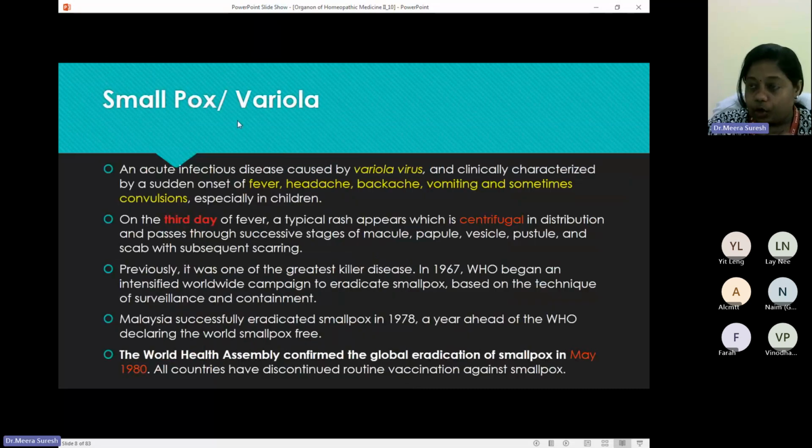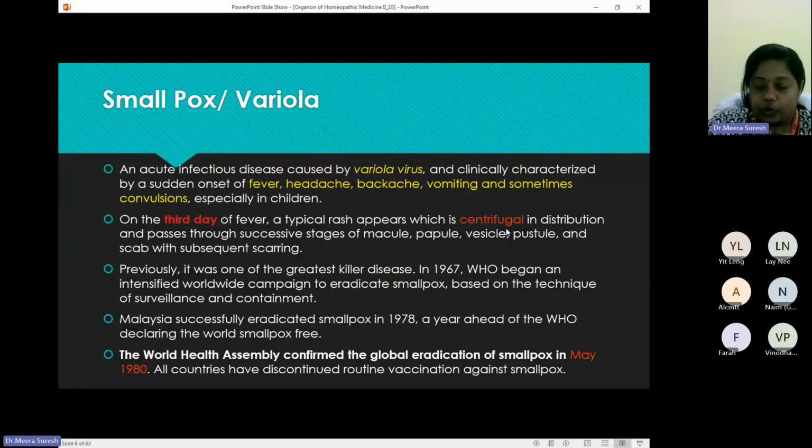The second one is smallpox, otherwise called variola. This is caused by the variola virus, and clinically the symptoms will be fever, headache, backache, vomiting, and sometimes convulsions. This was more common in children. And on the third day of fever, a rash appears, which is centrifugal. Centrifugal appearance means the rashes will be more on the face and also on the extremities. On the body, it will be very less.